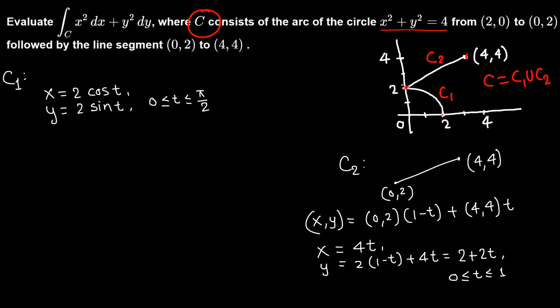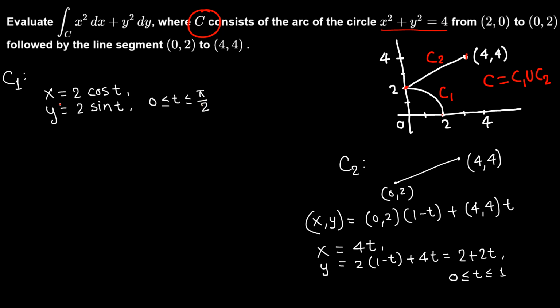Let's parameterize this C1 curve. Since we have a circle, it's pretty much a quarter circle, so with radius 2, cosine and sine for the unit circle, since we have radius 2, we multiply by 2. So x equals r cosine t, that means 2 cosine t, y is 2 sine t, and the angle t is just 0 through pi over 2.